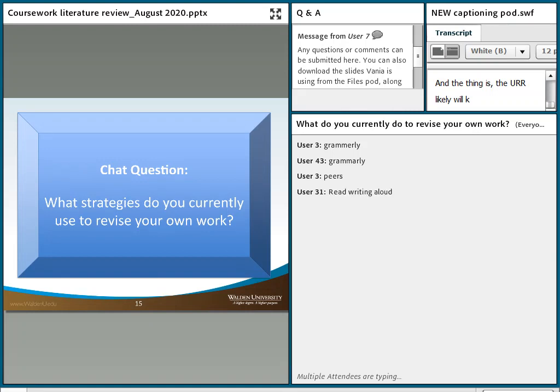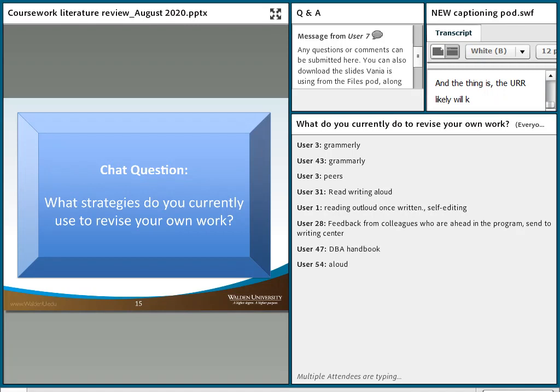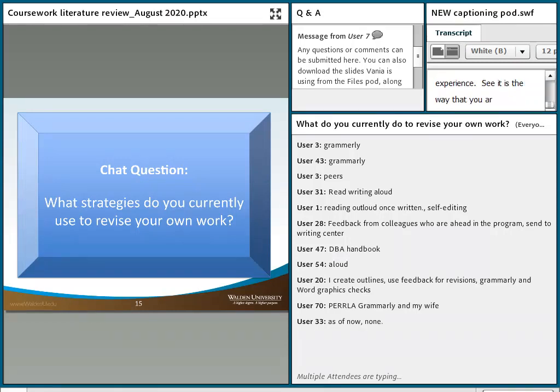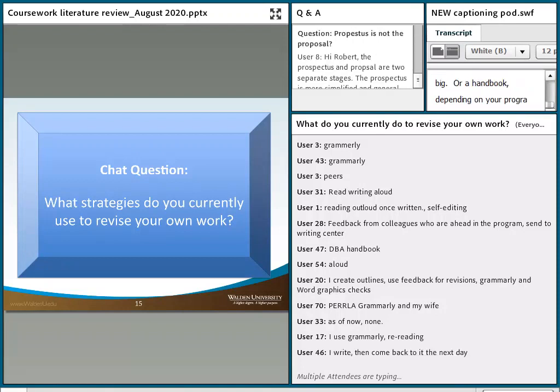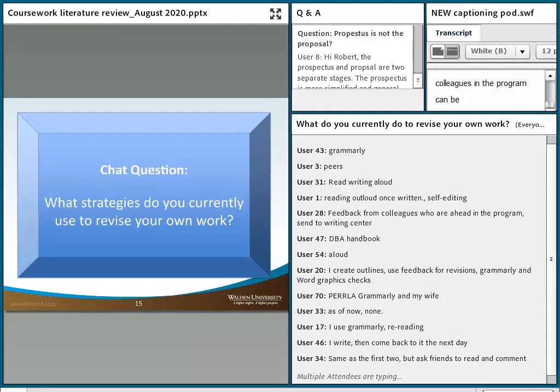Do you think about revision? Grammarly, okay. Peers, so you have peers look at it, reading, writing out loud. Yep, it's a good one. Got more reading out loud.